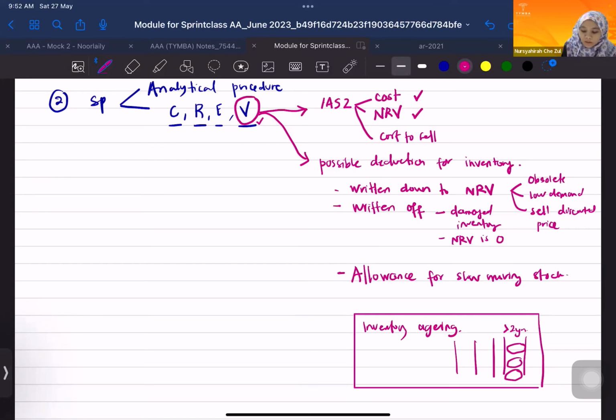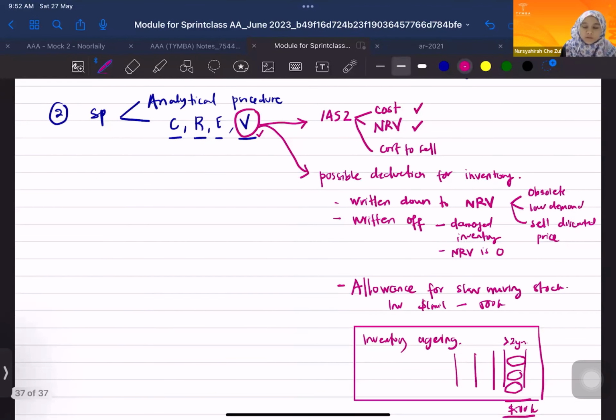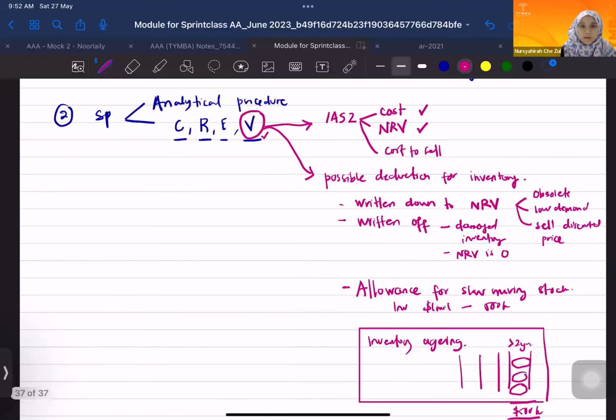If it is not sellable anymore, have you provided or recognized an allowance for slow moving stock? The company should quantify how much inventory is slow moving, not really sellable anymore. Let's say the value is 500,000. So they have to deduct from inventory. Let's say inventory is 1 million, deduct 500,000 allowance for slow moving stock. That one is for valuation, the most tested assertion relating to inventory.